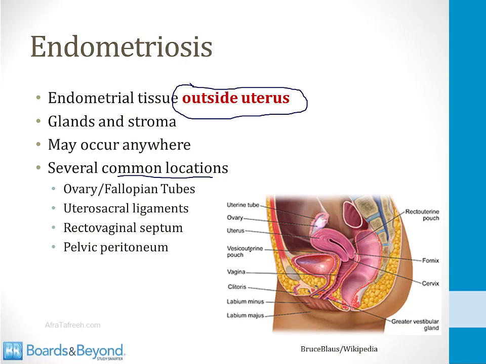So if we look at this picture at the bottom right, this is the uterus shown here, and all of these common locations are very close to the uterus where you normally find endometrial tissue. So first of all, the ovaries and the fallopian tubes are a common location. The ligaments that attach to the uterus are a common location. The rectovaginal septum, which is the wall between the vagina and the rectum, is a common location, and so is the pelvic peritoneum, also located near the uterus.